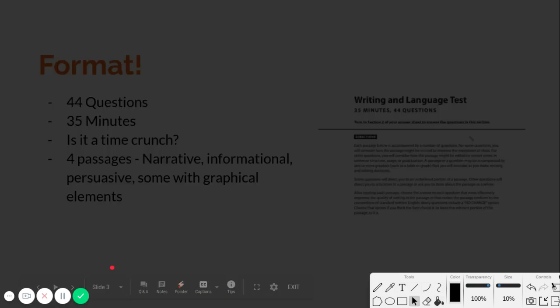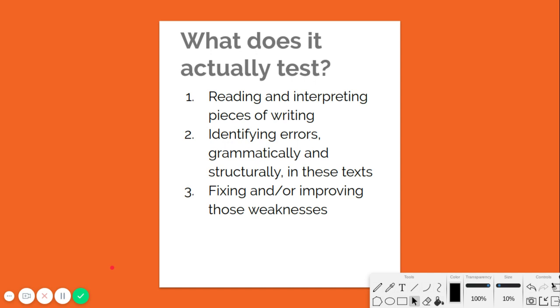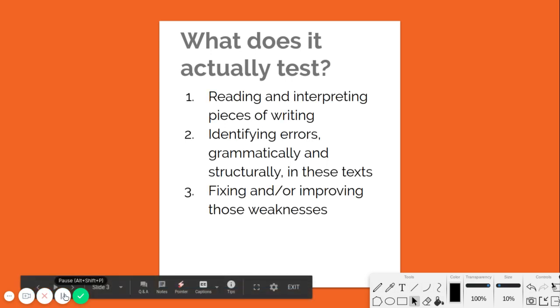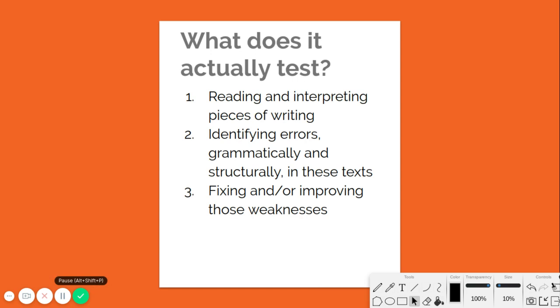So what does the writing section actually test? 3 things. The first one is reading and interpreting pieces of writing. This sounds pretty straightforward. And then 2 is finding mistakes in text, so errors, both grammatically and structurally, like full sentence things. And then number 3, fixing and improving those weaknesses.